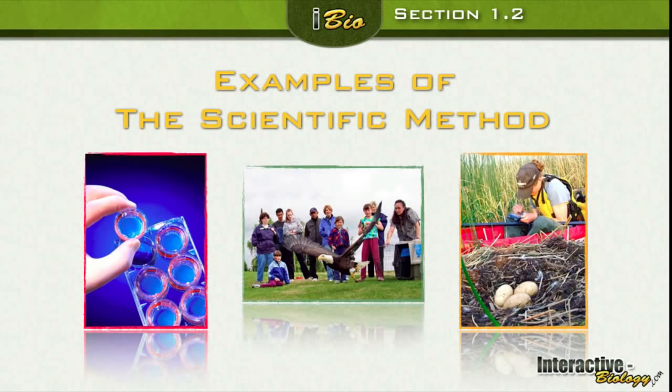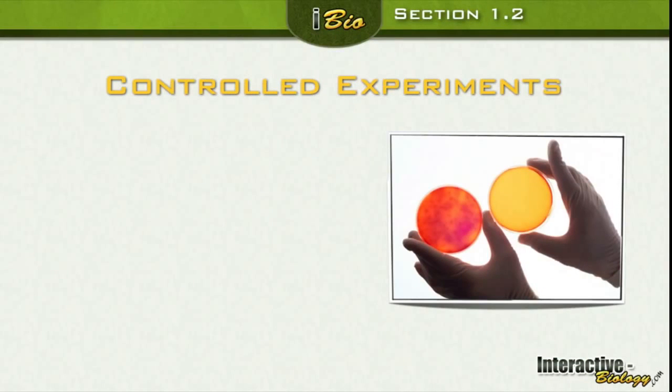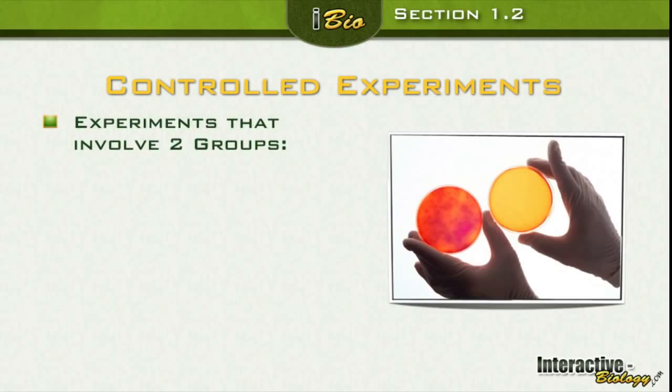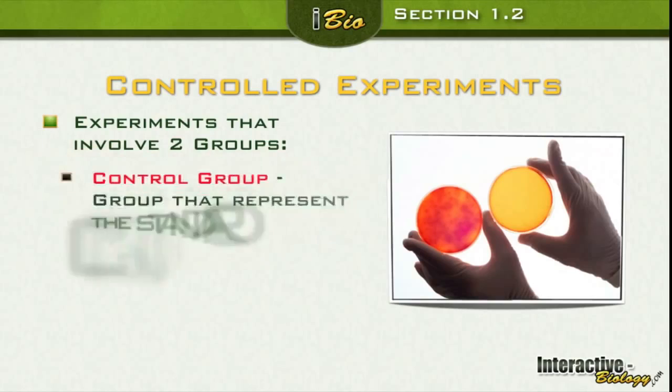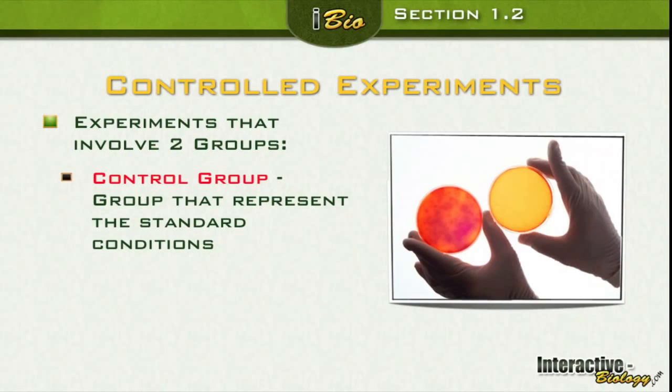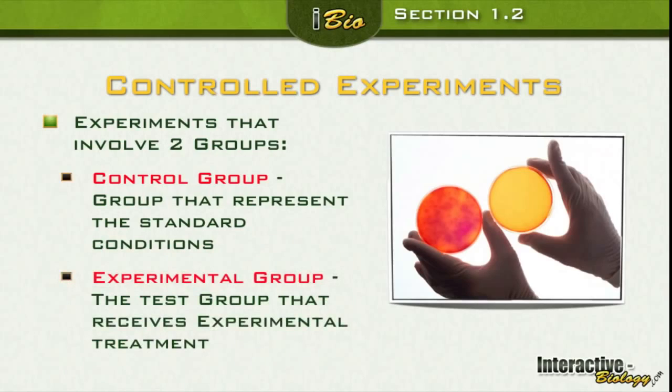We spoke about the scientific method. We spoke about experiments. Now, when we're doing experiments, the best type of experiments to do are what we call controlled experiments. And these are the types of experiments we're going to do in this class. And if you go on to any class, you want to make sure you're doing a controlled experiment. In a controlled experiment, we have two groups. Number one, we have a control group. And this is the group that represents the standard condition. It doesn't have anything that we're testing with this group. But then we have an experimental group. And this is the test group that receives experimental treatment.